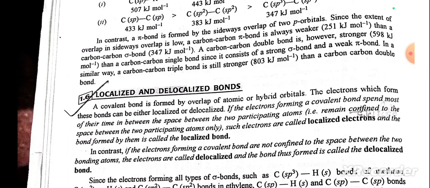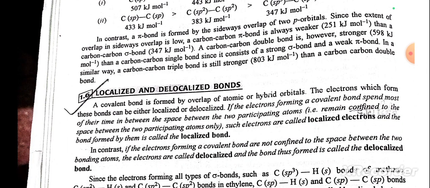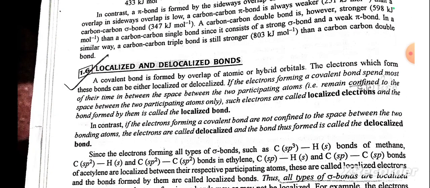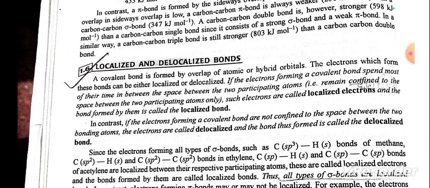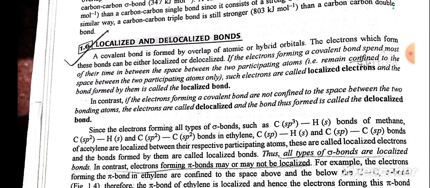In contrast to the sigma bond, in the pi bond there is a side overlap of the p orbitals, and the sideways overlap is low. A carbon carbon pi bond is always weaker than a carbon carbon sigma bond, and therefore the carbon carbon double bond, which includes a sigma bond and a weaker pi bond, is stronger than the carbon carbon single bond. In a similar way, the carbon carbon triple bond is stronger than the carbon carbon double bond.